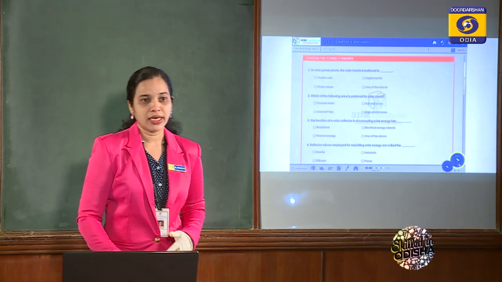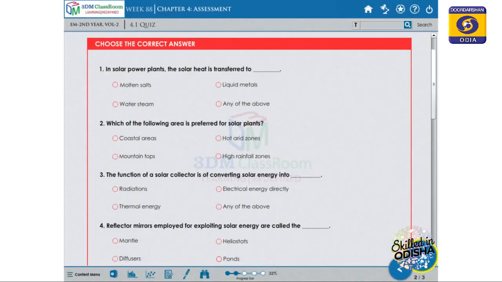Now students, please write some assignments. Question 1: In a solar power plant, the solar heat is transferred into molten salt, water, steam, liquid metal, or any of the above. Question number 2: Which of the following areas is preferred for solar plants? Coastal area, mountain area, hot arid zones, high rainfall zones.